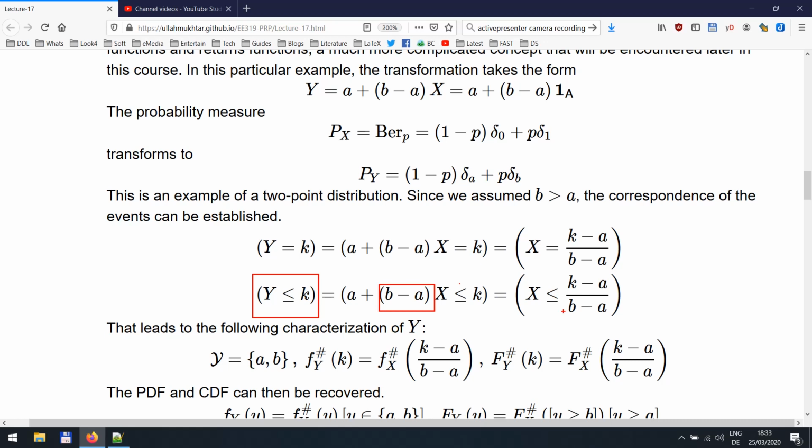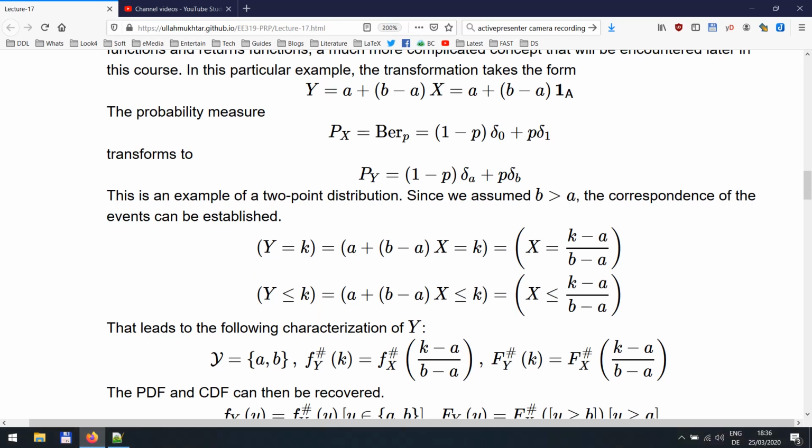If b is not greater than a, I have to relabel it, because these are just symbols. So I will use labels. I mean, there are mathematical ways of dealing with that, but I don't want to go into mathematics. After all, this is a course of probability, not mathematics. We can get to that in some other lecture.